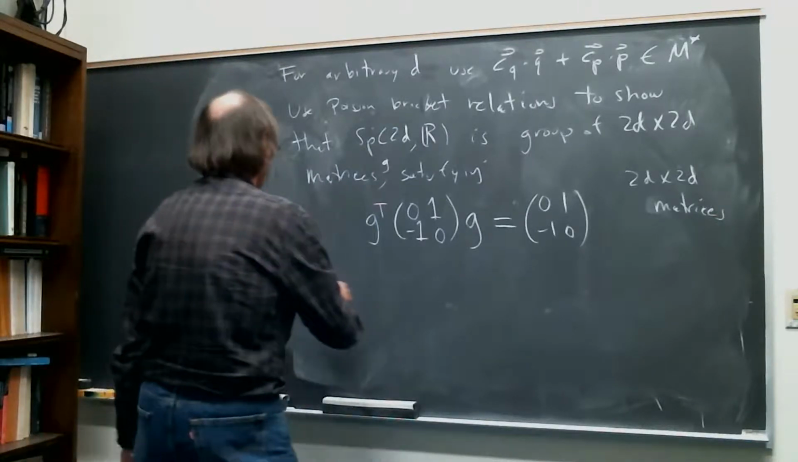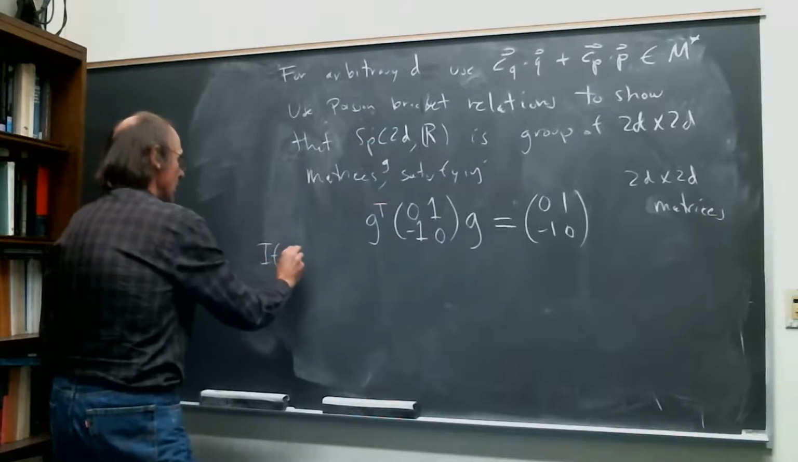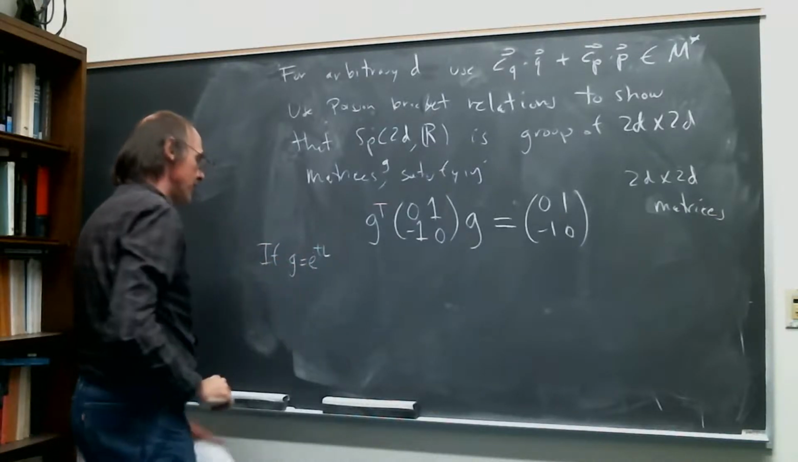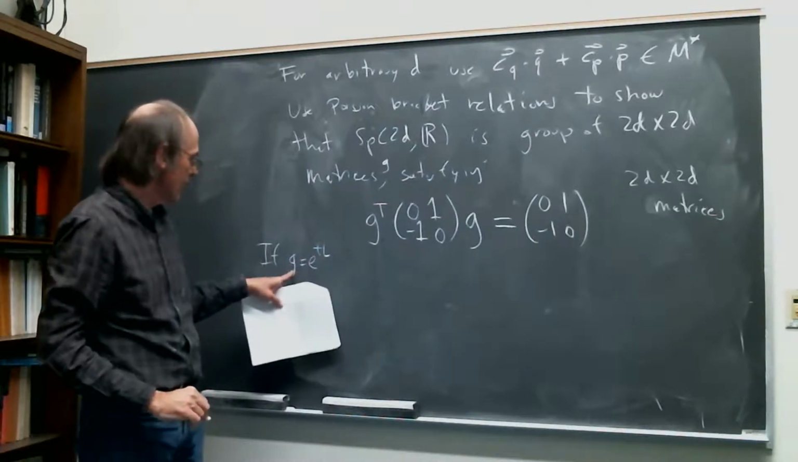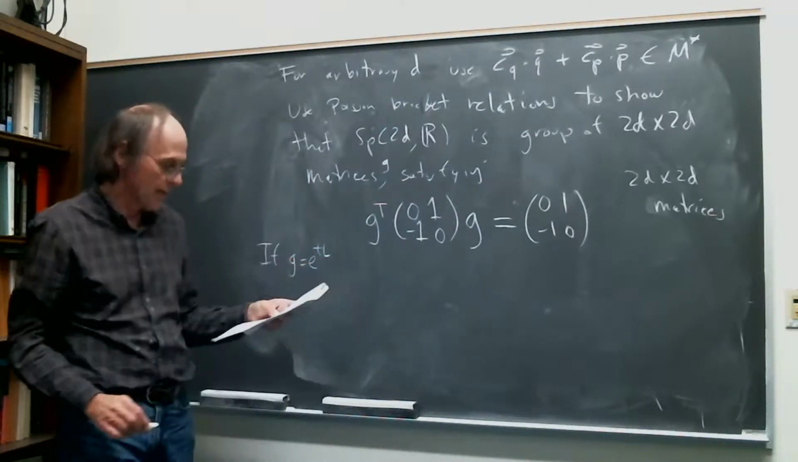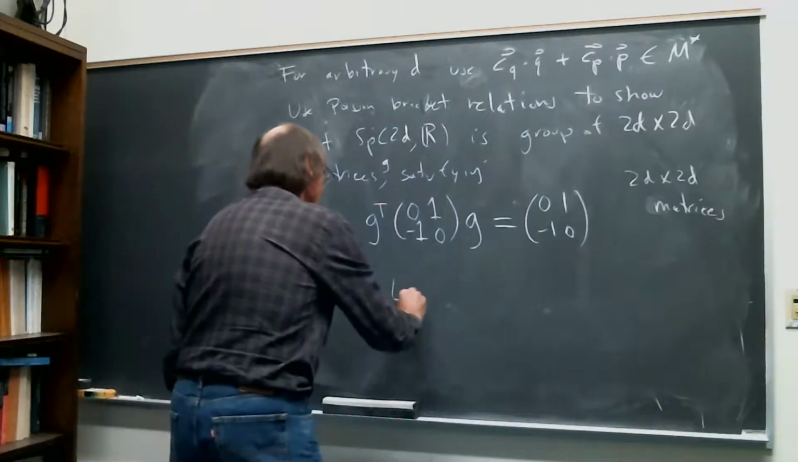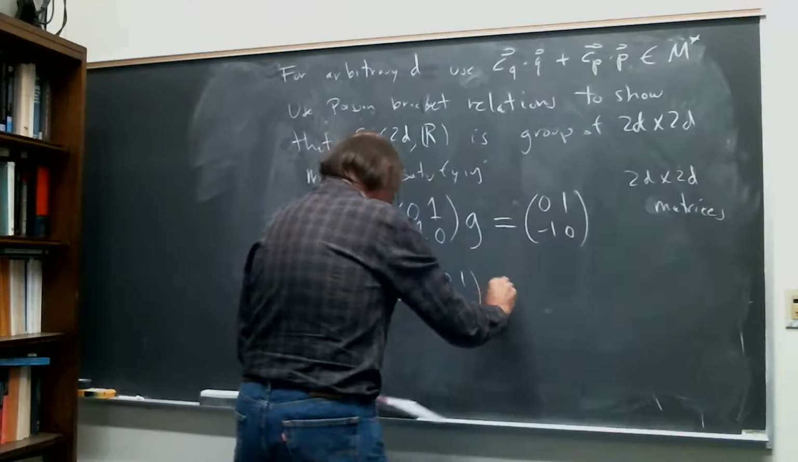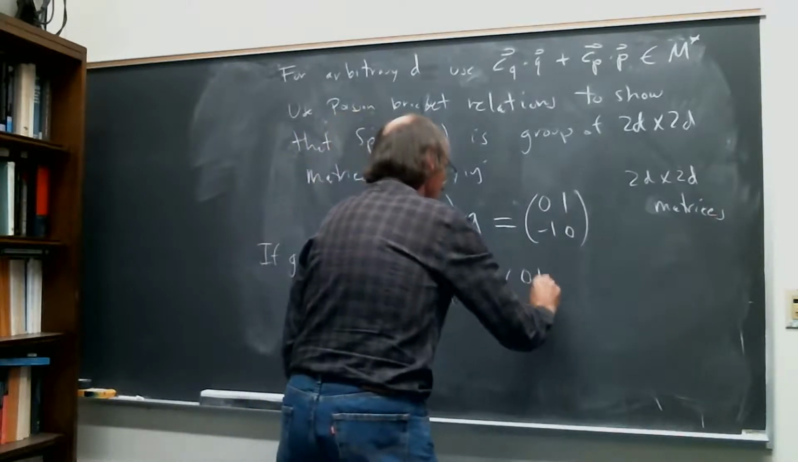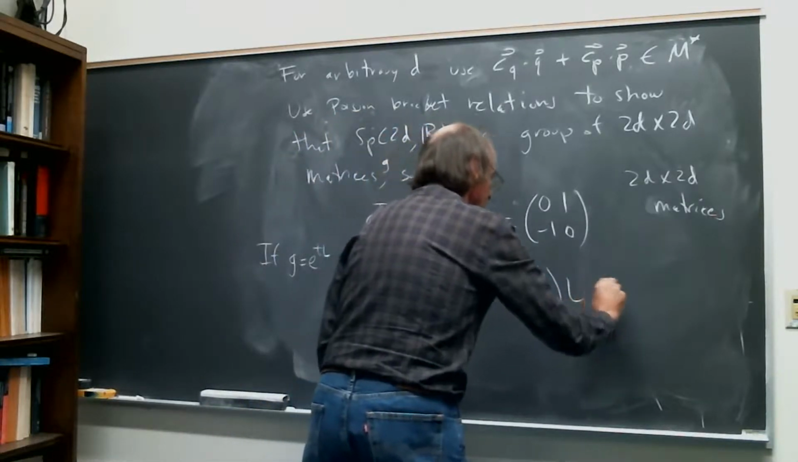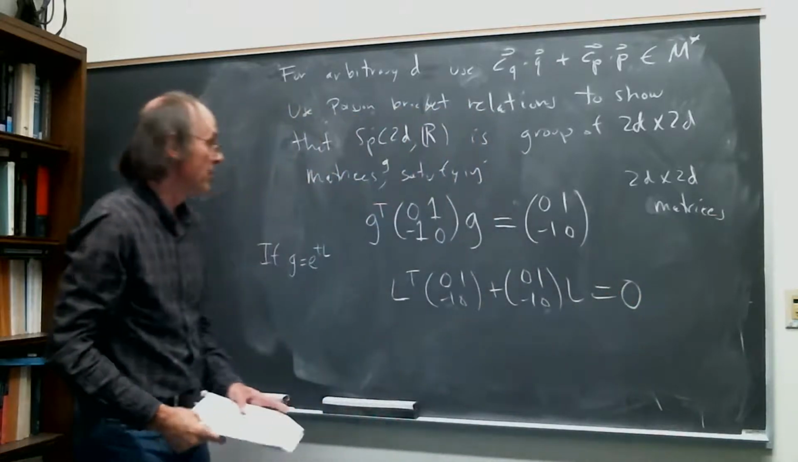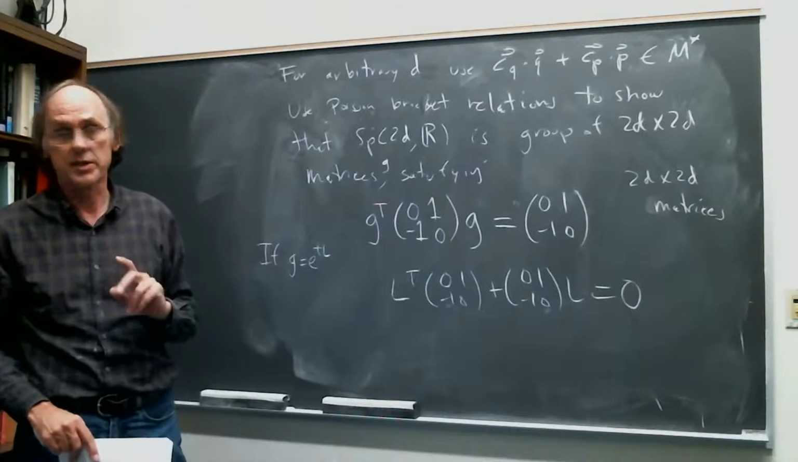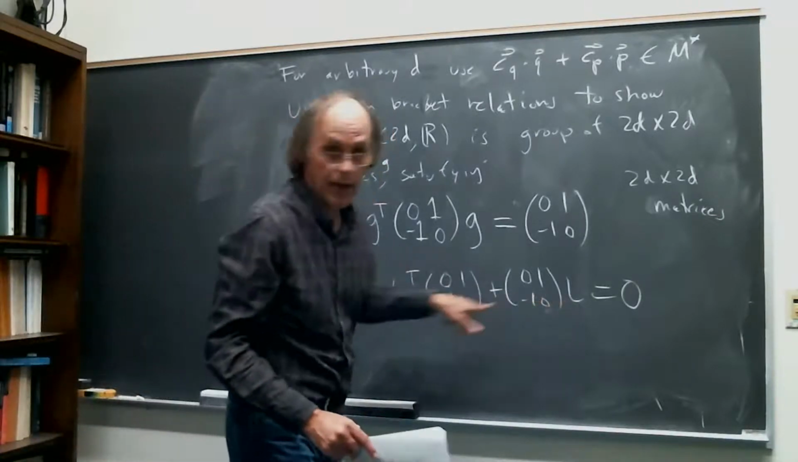If you take G equal to e to the TL, so if these group elements come by, you have a condition that L transpose times the matrix 0, 1, minus 1, 0, plus 0, 1, minus 1, 0 times L is equal to 0. You basically plug this in here and differentiate with respect to T at T equal to 0, and you get this condition on L.